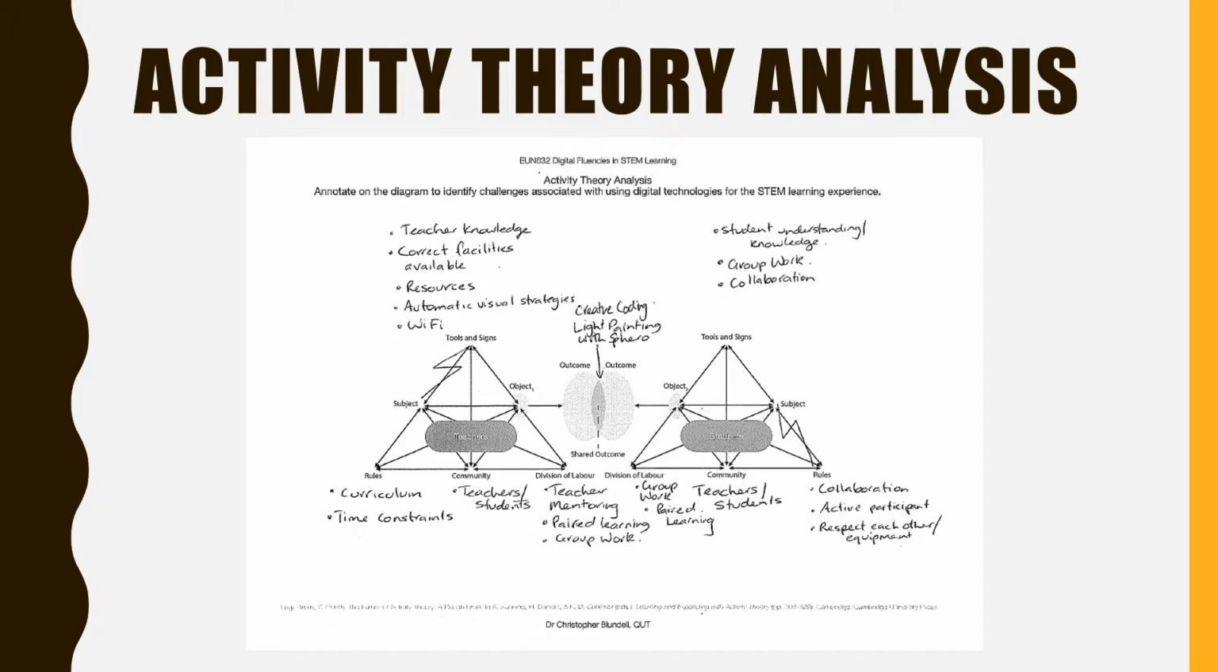The elements of this model, subject, object, tools and signs, rules, division of labour, and community, emphasise the distinction between the object or motive of an activity and its outcomes. The object of an activity encompasses the activity's focus and the purpose, while the subject, a person or group engaged in the activity, incorporates the subject's various motives.